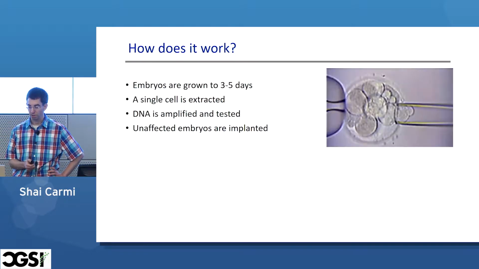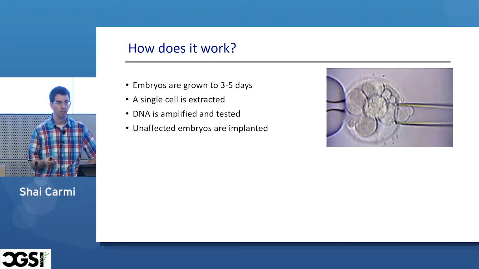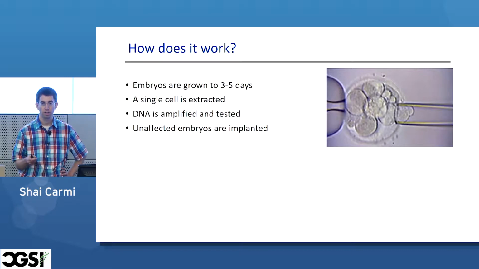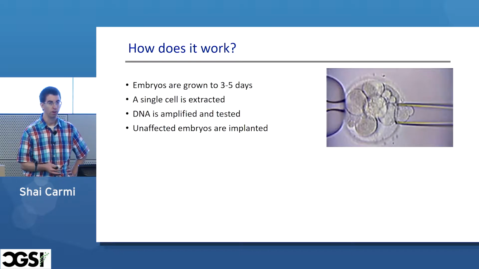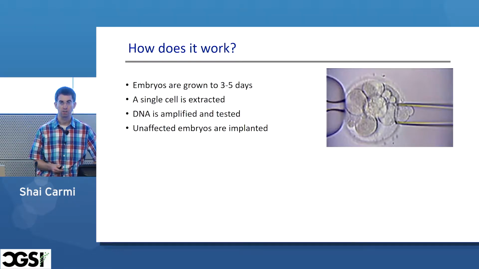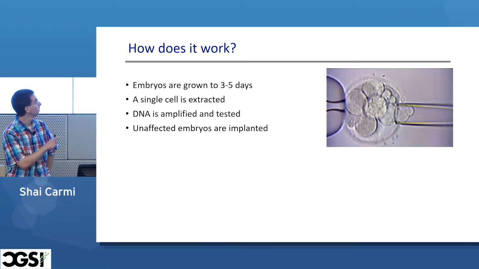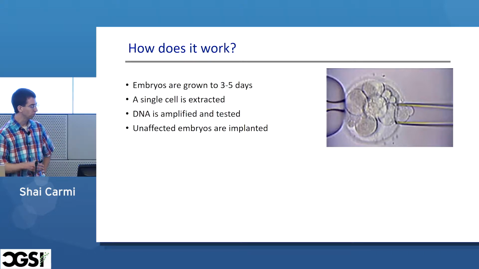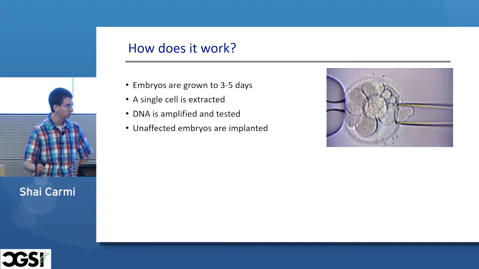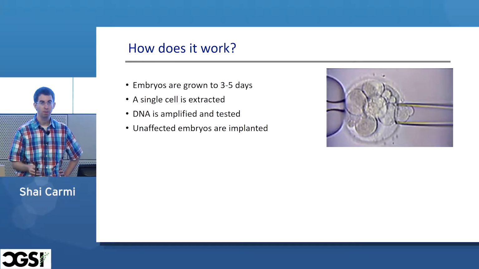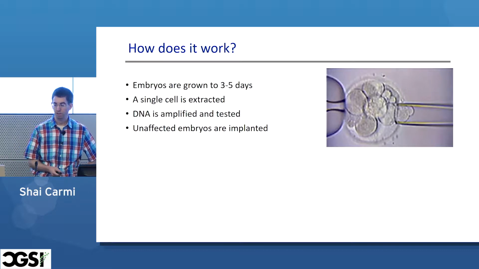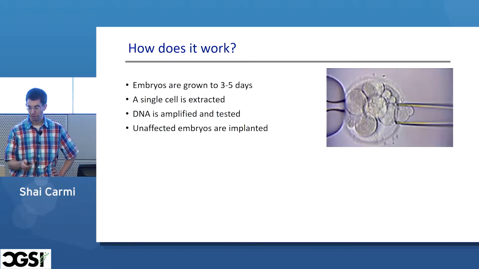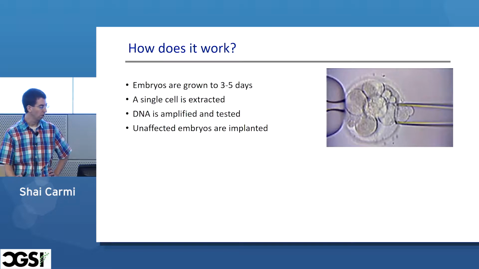So how does it work? After IVF, the embryos are grown in a dish for a few days, usually 3 to 5 days, and then a single cell is extracted, as you can see here. Sometimes a few more cells if we are doing it in 5 days, and then DNA is amplified, and then we test it, and then only embryos that are unaffected are implanted, hopefully leading eventually to pregnancy.